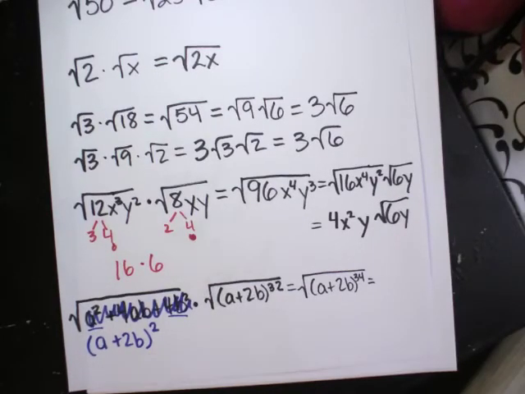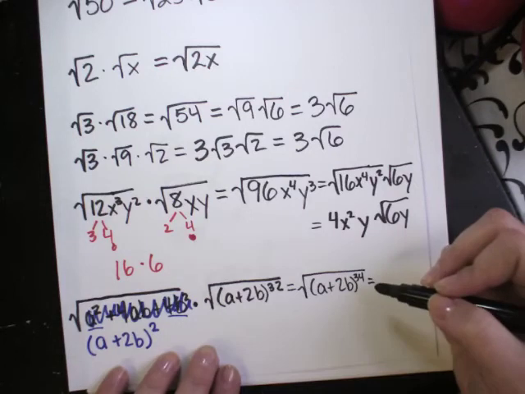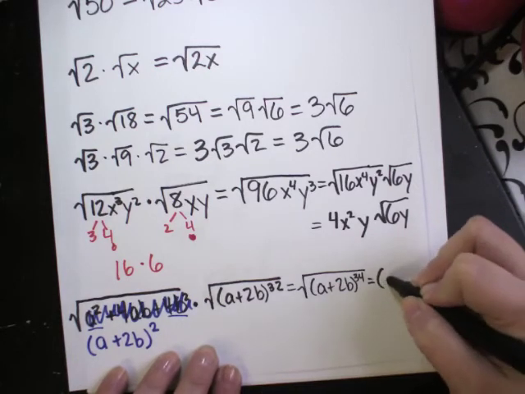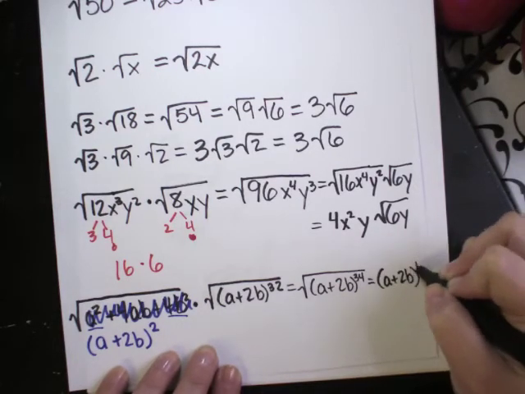So let's go back to this. To take this square root, it would be 2b to the 17th. There you go. A plus 2b to the 17th power is your answer.